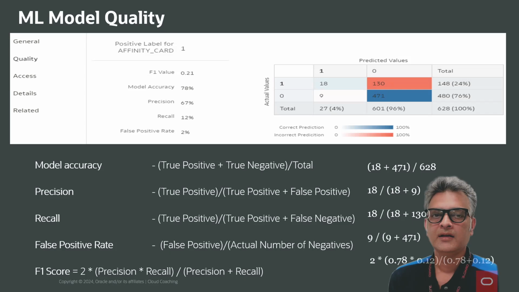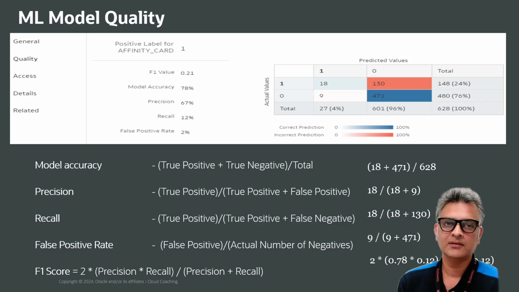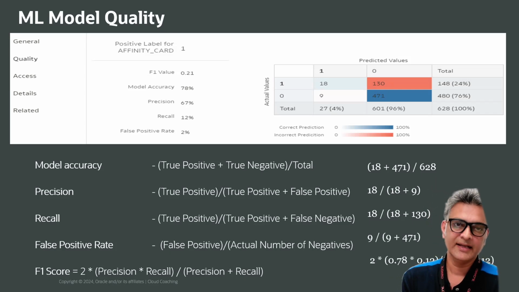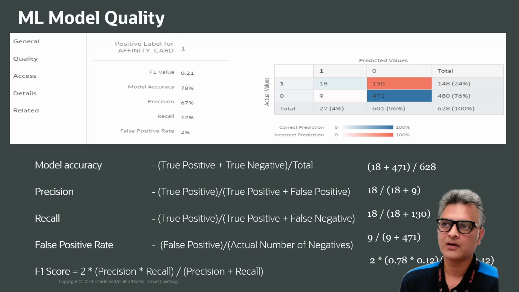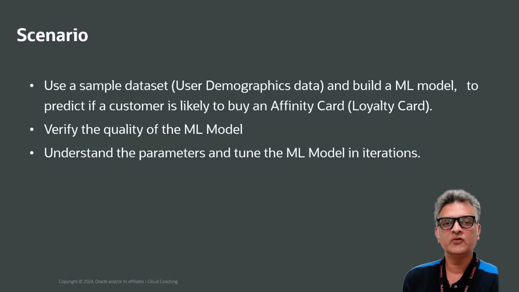Okay. So with this short introduction on logistic regression, what it is and what it is based on, then what are the different parameters that are available in Oracle Analytics Cloud, and also a small overview on the ML model quality and how we calculate the machine learning model quality, with this, I'll move into the demo part.